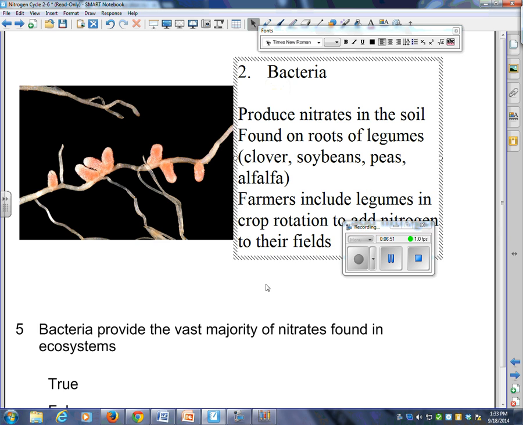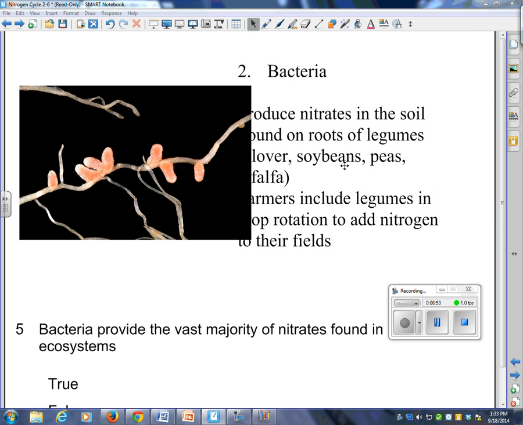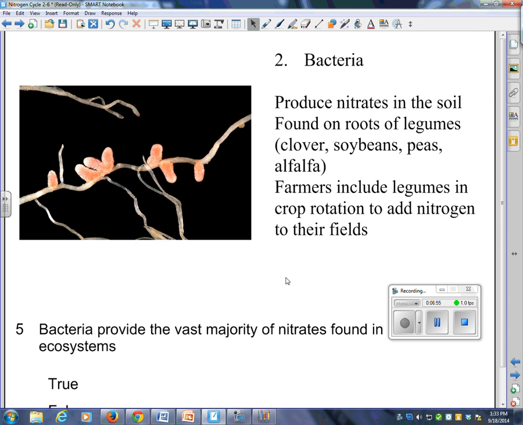Farmers include their legumes in crop rotation to add nitrogen to their fields. So, when a farmer grows soybeans, Haley, soybeans at your farm, you know? No? Alfalfa? No? Used to?